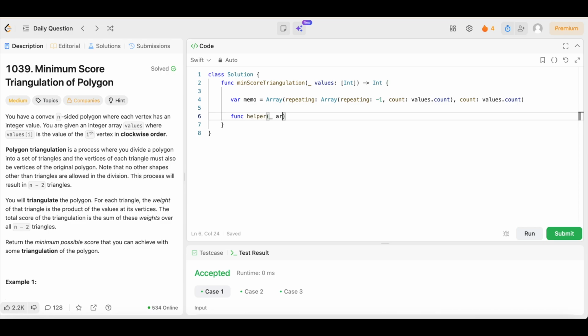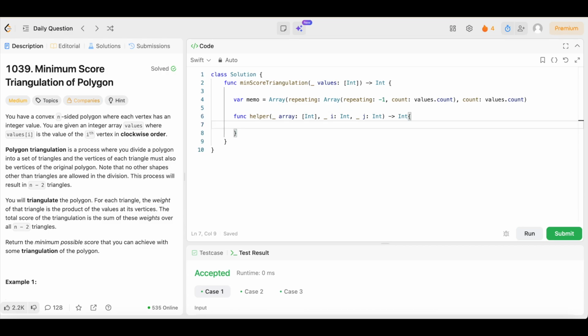Open up the parentheses. We're going to say underscore array, colon. It's going to be an array of integers. Come outside of that, we're going to say comma, underscore I, colon, that's going to be an integer, comma, we can say underscore J, colon, that's going to be an integer. Come outside the parentheses and we're going to return an integer like that, and then we're going to open up the brackets. Then we're going to create a base case.